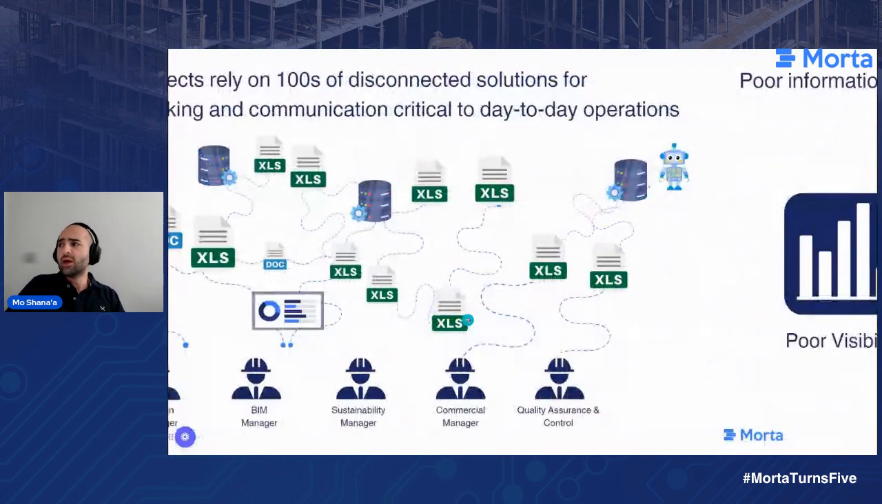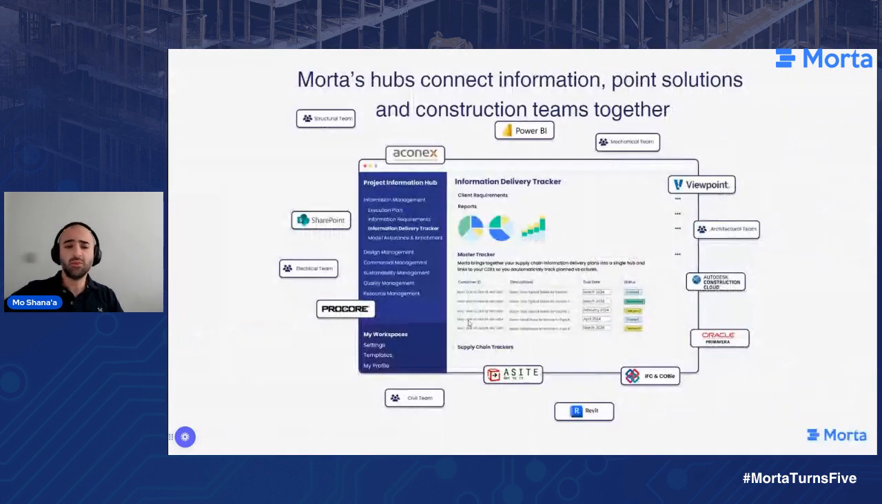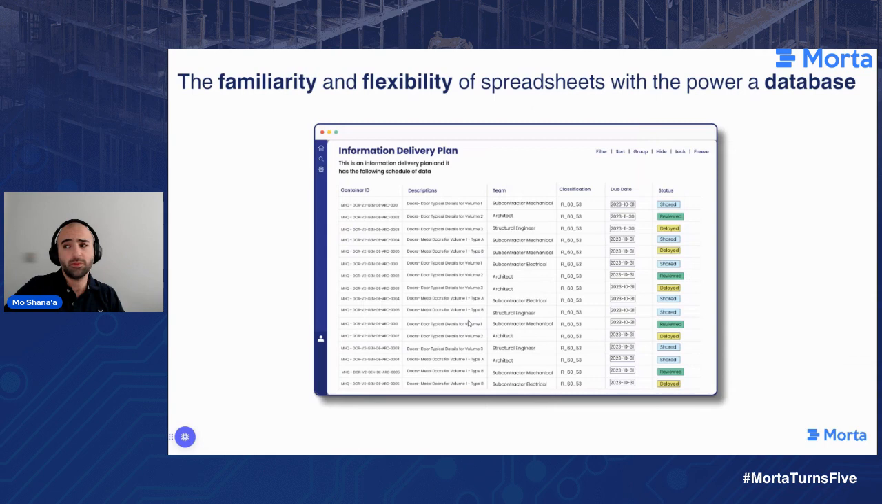So where we come in is we provide hubs that connect information together, point solutions, and construction teams. In many ways, that means organizations can move away from a mix of Word and Excel into a single hub where information is connected and the different teams can see the information that's relevant to them. But what's also critical is we acknowledge that we're not the only system, and that's why we're connecting with many of the different other systems that exist in order to pull data from them and in order to give you, in many ways, a single view of the truth.